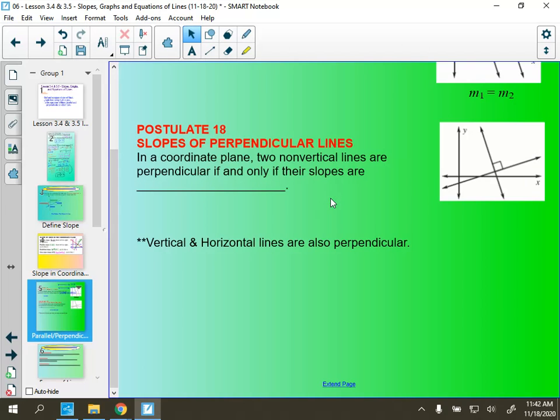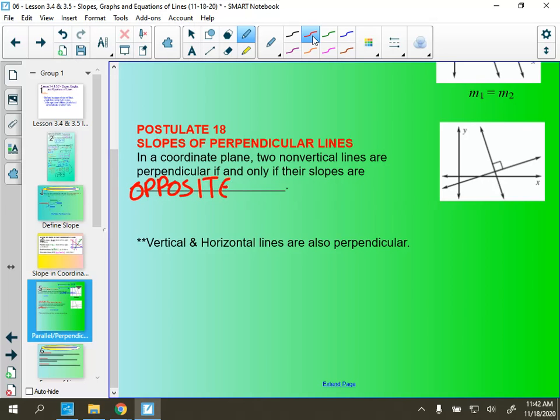So in a coordinate plane, two non-vertical lines are perpendicular if and only if their slopes are what we would call, maybe we've heard this phrase before, opposite. Let's write that out, opposite. Which does mean one's positive and negative. So opposite means different signs, a positive one and a negative one. But then also, they need to not only be opposite, but also reciprocals. What does that mean?